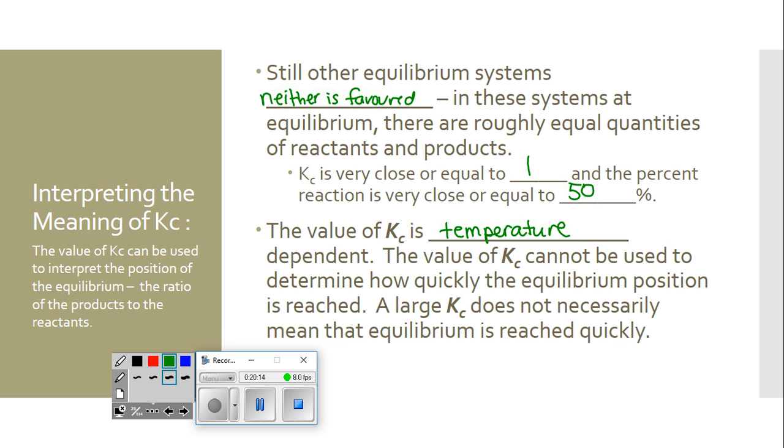Another thing that's true is that the value of KC does not determine how quickly equilibrium is reached. So it doesn't tell us anything about how fast the reaction happens. It's just telling us that when the reaction has gotten to its equilibrium position, maybe that took 10 seconds, maybe that took 10 hours, but whenever it got there, that was the position of equilibrium. So don't misinterpret a large Kc as a quick reaction. That's not what it means. They could both be happening, but just because Kc is large doesn't mean that the reaction was fast.